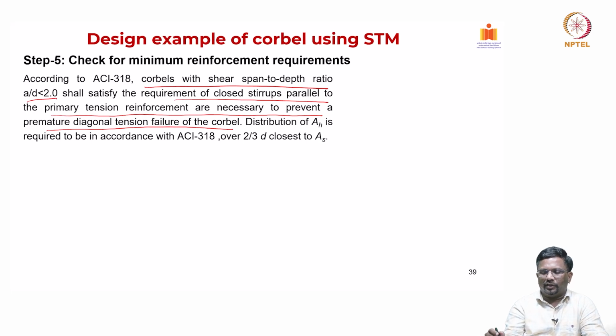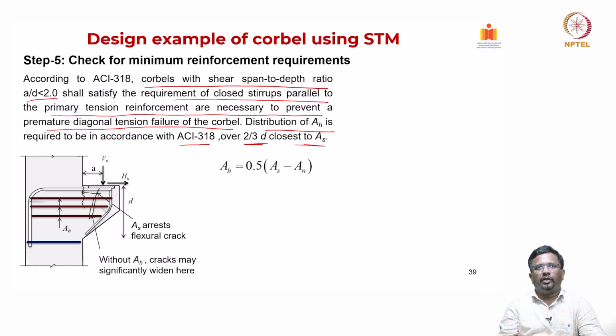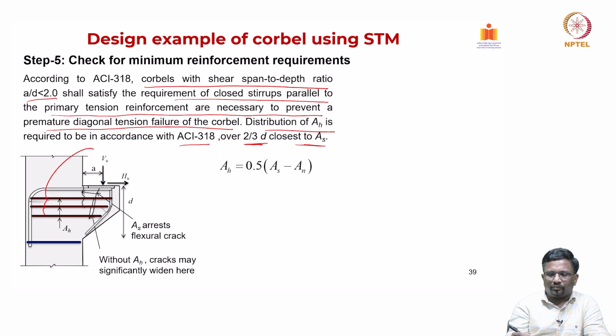The distribution of that steel is required in accordance with ACI 318: 2/3 of the effective depth closest to the tension tie where you are providing it. So, let us check. Now, the Ah that is in the red color, what we are seeing, these three are your Ah requirement, the minimum requirement. Why?